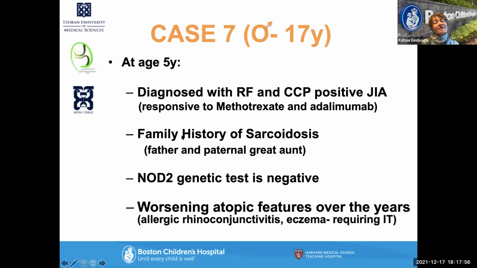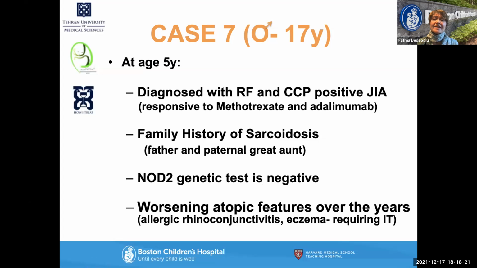And then family history was also with sarcoidosis. Father had it, and a paternal great aunt had a sarcoidosis diagnosis, and they both passed away in their 30s, in young adulthood. Because of that, when we met him at 5, we did not do genetic testing for Blau syndrome or early onset sarcoidosis question.